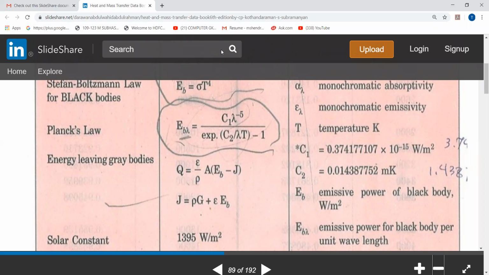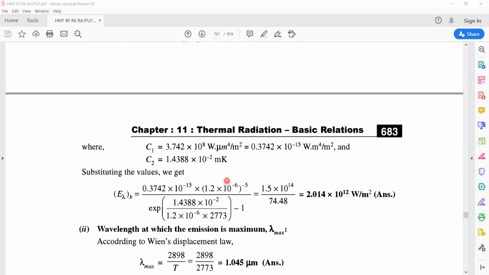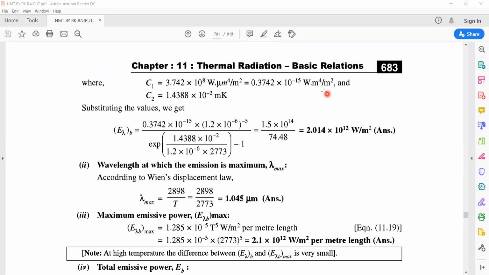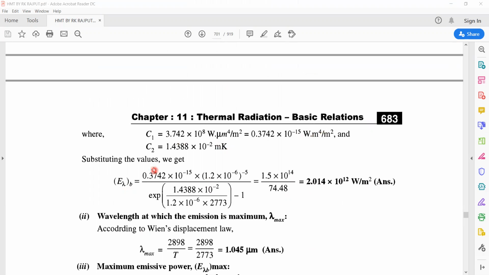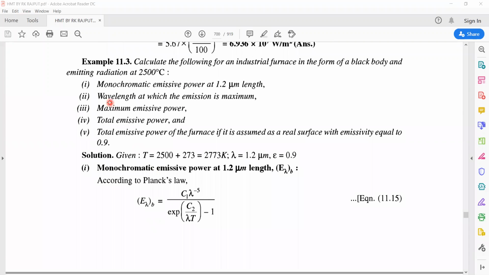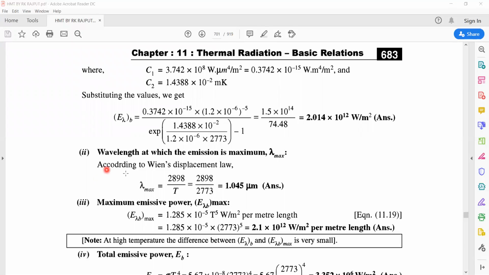Now let's go to the main sheet. Fine. So C1 and C2 are already converted in terms of meters. Substitute accordingly and get the monochromatic emissive power as 2.014 into 10 to the power 12 watt per meter square. Watt per meter square is the unit for emissive power. In the second bit, he is asking us to calculate the wavelength at which emission is maximum.